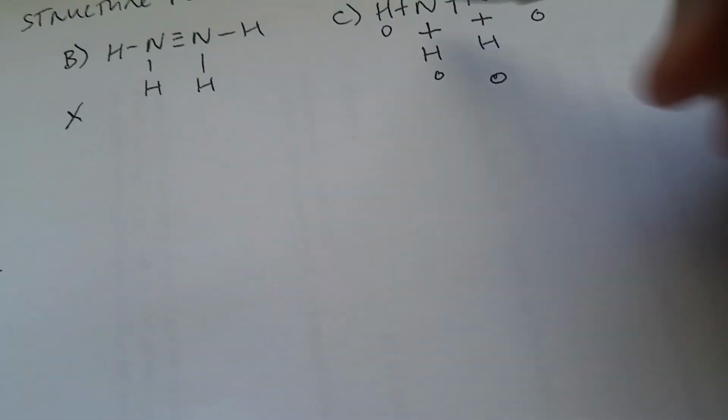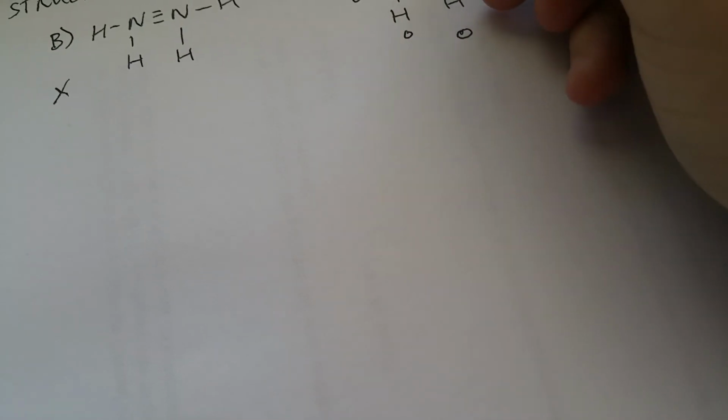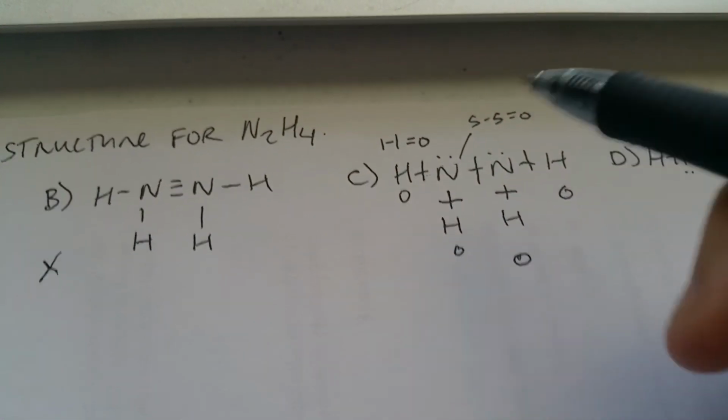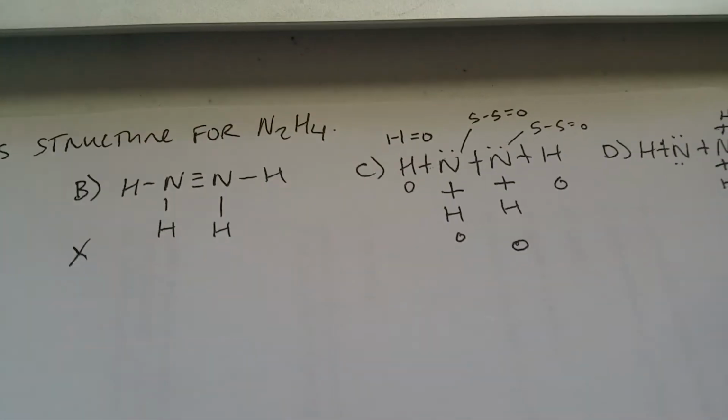Cool. So now we get to count around the nitrogen. 1, 2, 3, 4, 5. Nitrogen has 5 valence electrons. So that's 5 minus 5 equals 0. And then it's the same thing here. 5 minus 5 equals 0. So completely neutral structure. Awesome.